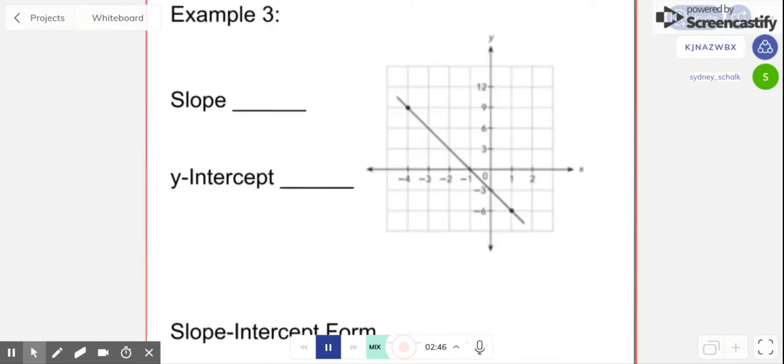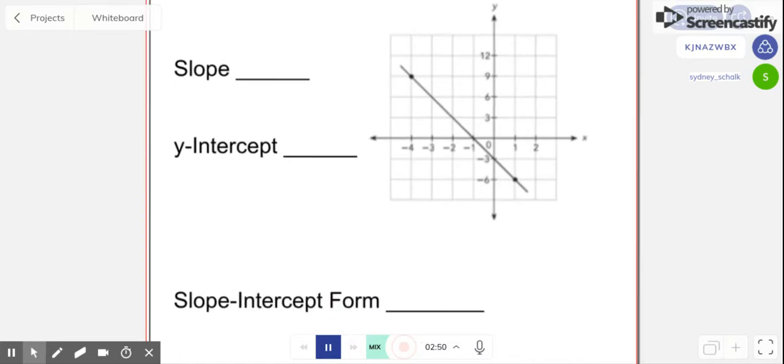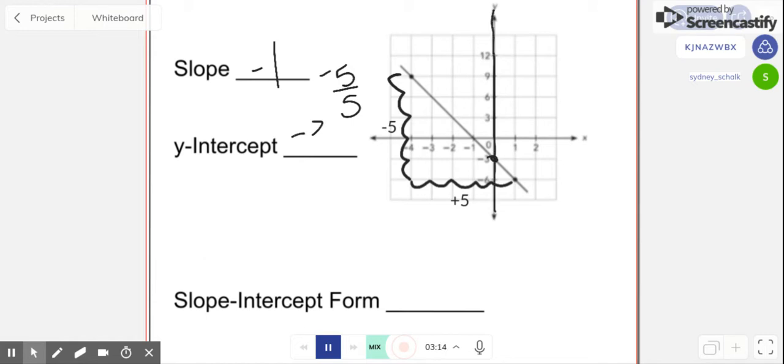Last example, go ahead and pause the video, try it on your own, and then come back and see how you did. So first I have my slope. I'm going down 1, 2, 3, 4, 5. And then I'm going to the right, 1, 2, 3, 4, 5. So my slope would then be negative 5 over 5, which once again gives me negative 1. My y-intercept is actually at negative 3. That's where it's intersecting that y-axis.